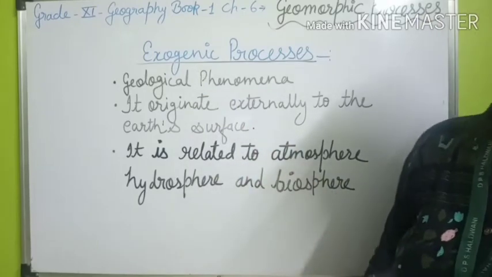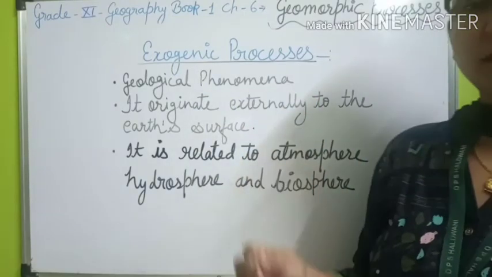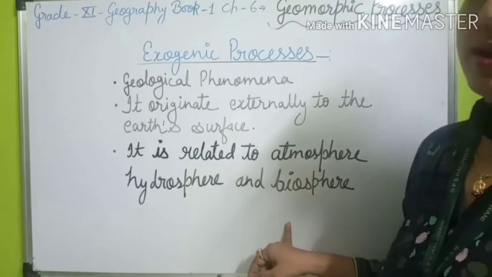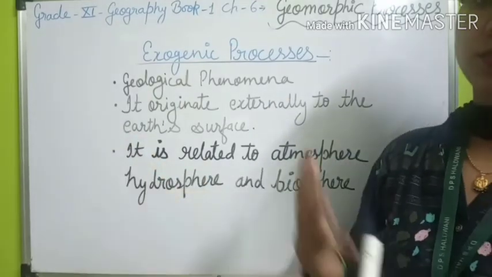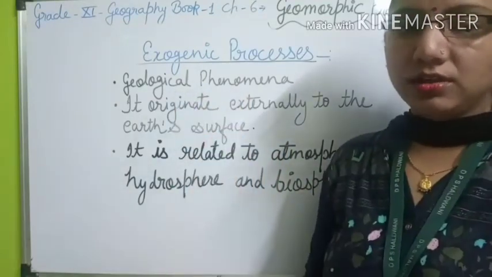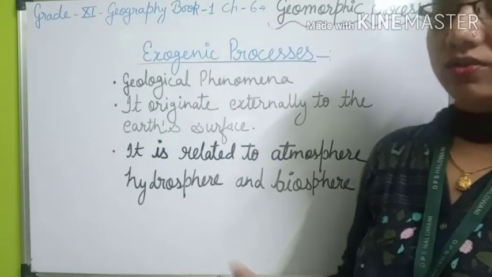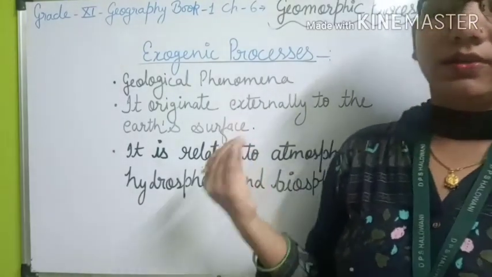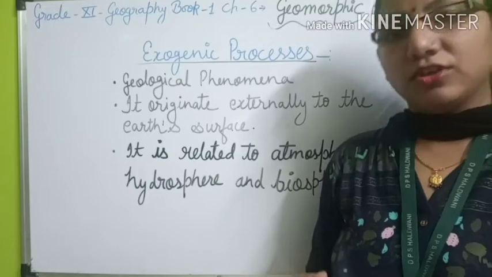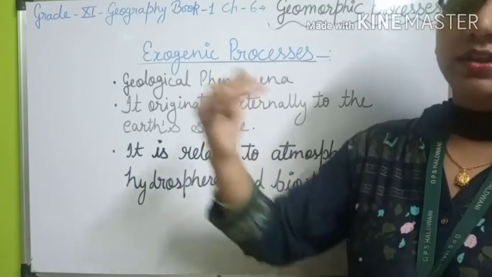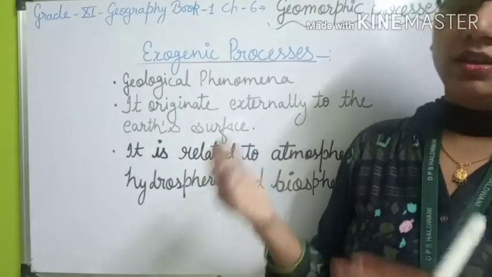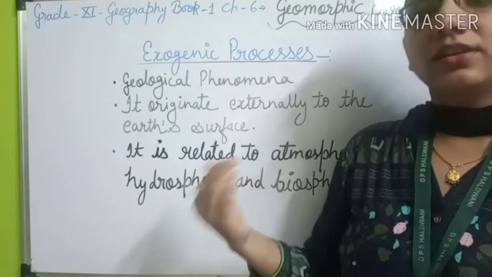Okay. So what we can say, they are genetically related to the atmosphere, hydrosphere, and as well as the biosphere. And students, therefore, the processes of weathering, erosion, transportation, deposition, and denudation, etc. So how many processes are there? We can say the weathering, the erosion, the transportation, deposition, and the denudation. So students, all the exogenic processes are covered under one general term, that is known as denudation.